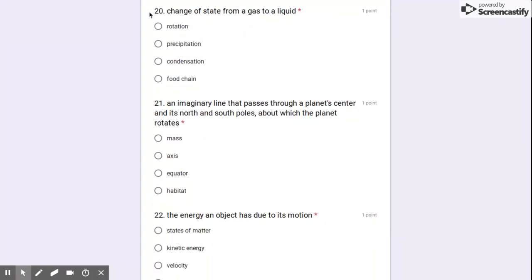Number 20. Change of state from a gas to a liquid. Rotation, precipitation, condensation, food chain.